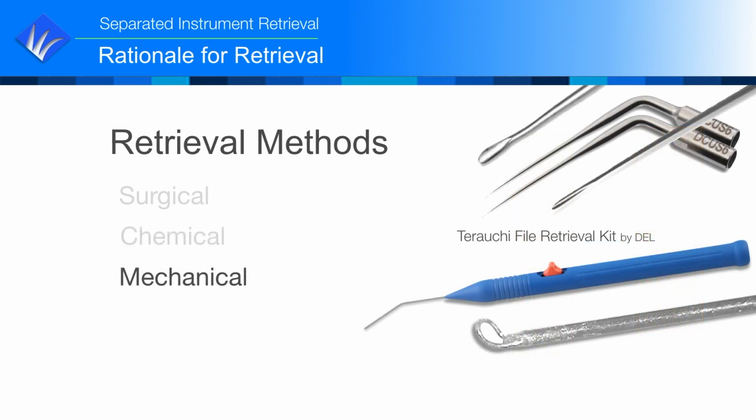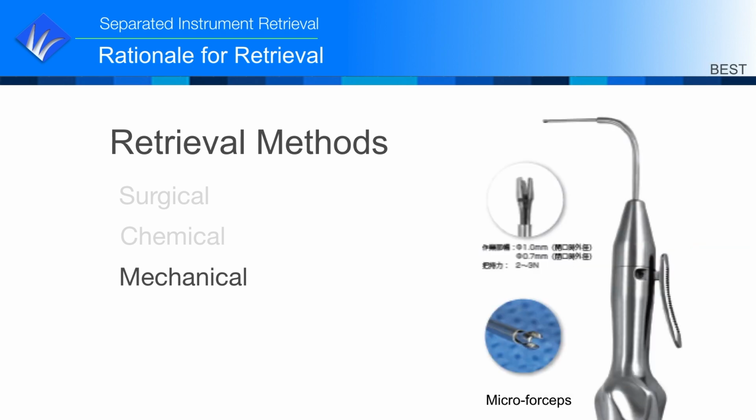The mechanical method is the best and most efficient in broken file removal. Mechanical methods include microburrs, microultrasonics, lasso devices, and microforceps.